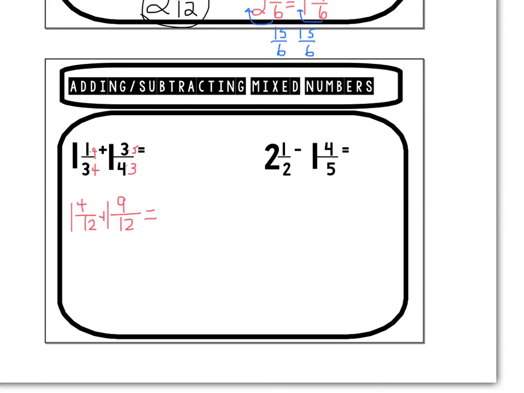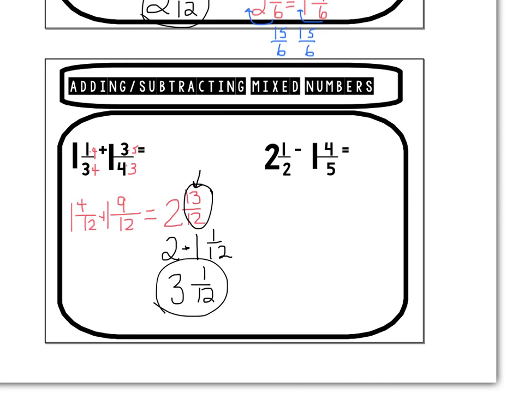And that ends up giving us 2 and 13/12. What we notice, or should notice, is that the numerator is bigger than the denominator, so this could be rewritten as 1 and 1/12, but we have this additional 2 out front, so we can add the 2 and the 1, and we end up getting 3 and 1/12.